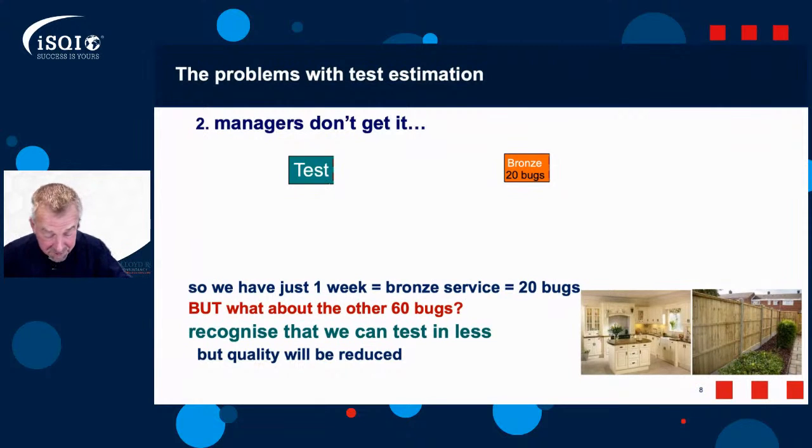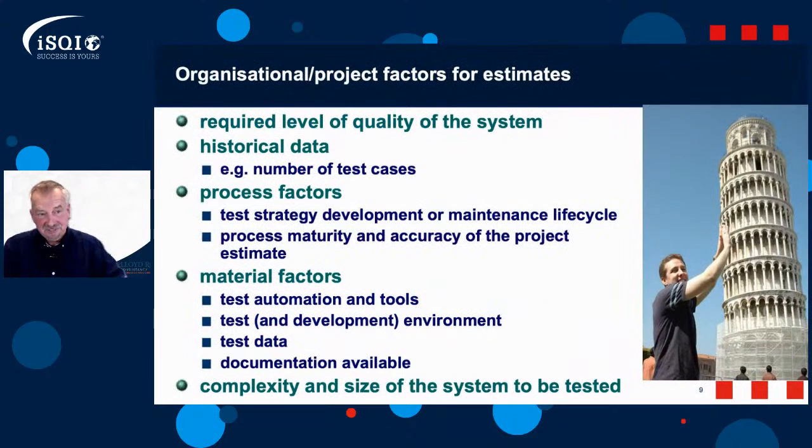And to cut a long story short, my wife wasn't having any of it. So we got the kitchen that she wanted. Okay, so we can test in less, but quality will be reduced. And we've got some organizational and project factors for estimates we have to take into consideration. You know, the required level of quality that is wanted by our business.